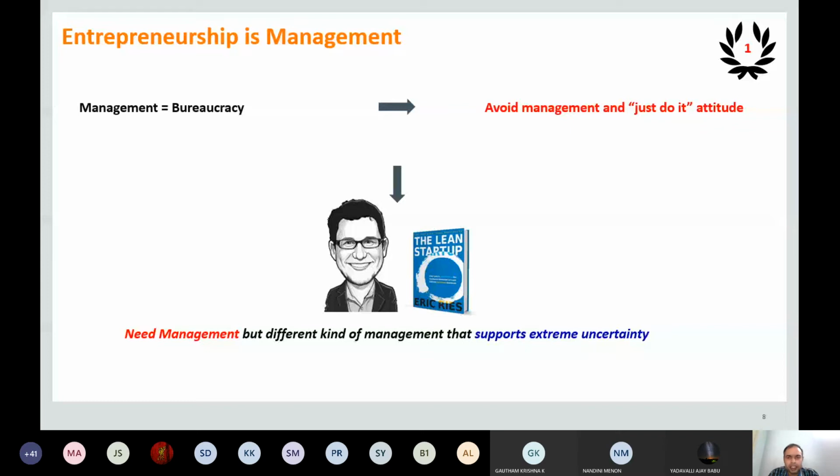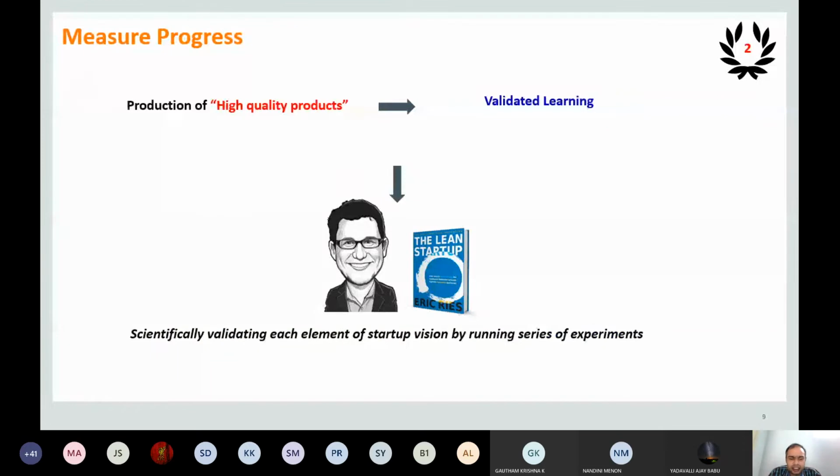Okay, the next principle is called validated learning. What is this validated learning? Let's discuss now. So, production of high quality products. All companies want to produce high quality products, but how do we know the product we manufactured or are going to launch will be of high quality?